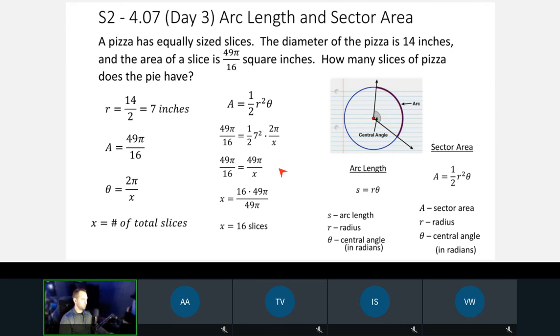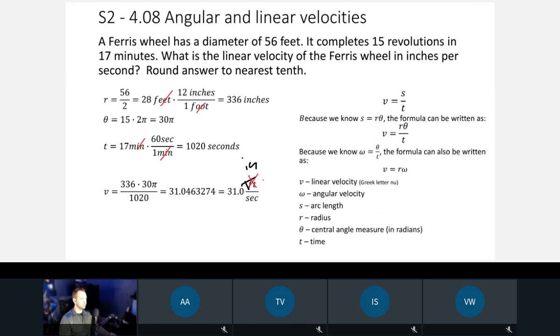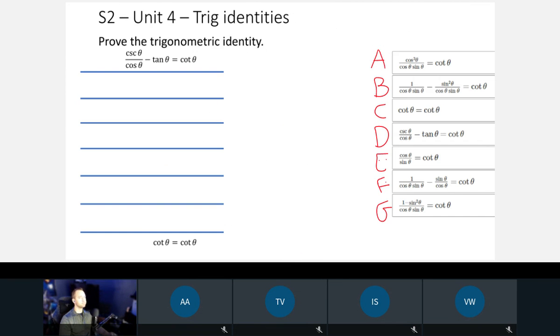Ooh, this is a good one too. I would watch the recording again on this one. This is kind of a long one. Yep, watch the recording on this one too. Use your trig identities for this one to make sure you order it correctly.